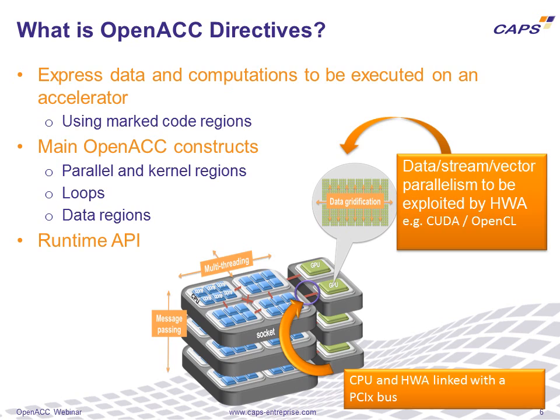The OpenACC directives allow you to express data and computations to be executed on an accelerator by using annotated code regions with some directives. The main OpenACC constructs are parallel, kernels, and loop regions. In a hybrid application, OpenMP directives or MPI primitives are in charge of implementing host-side parallelism, in blue on the picture. OpenACC directives are responsible for offloading data and computations from the host to the accelerator device using the PCI Express bus.